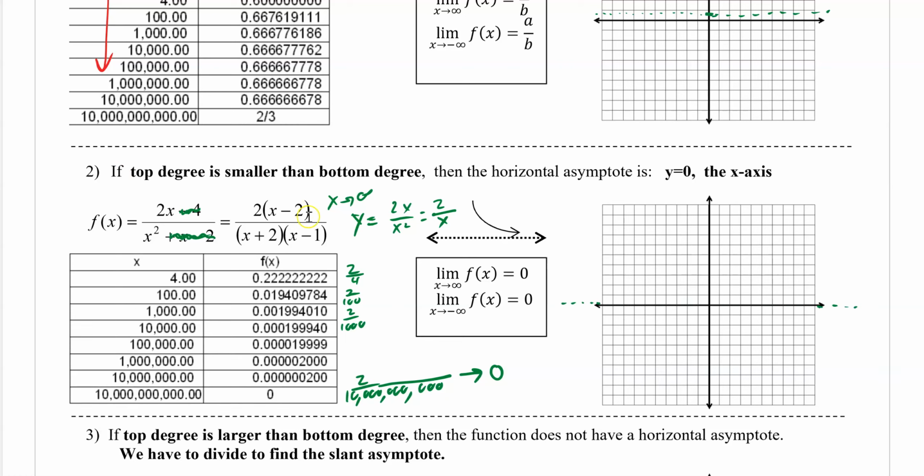Okay, we got one more. So top degrees are the same. Degree on top and bottom are the same. Top degree is smaller than the bottom. We go to 0. Now what happens if the top degree is larger than the bottom? Well, what we end up getting is what's called a slant asymptote.